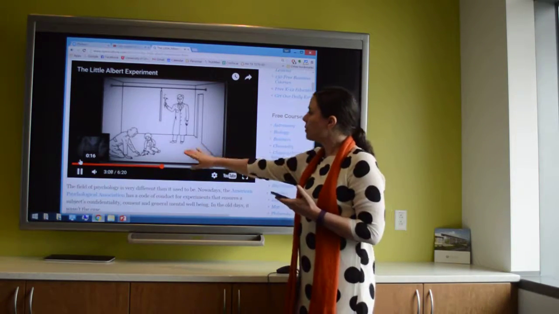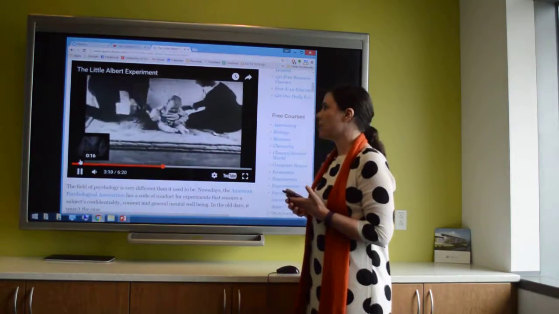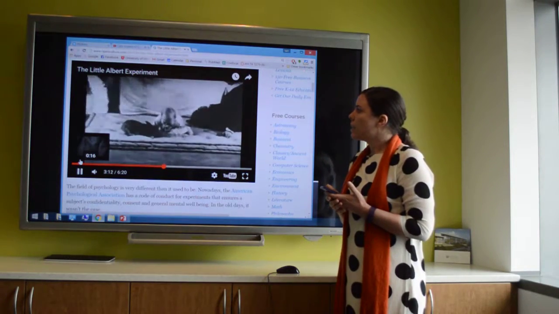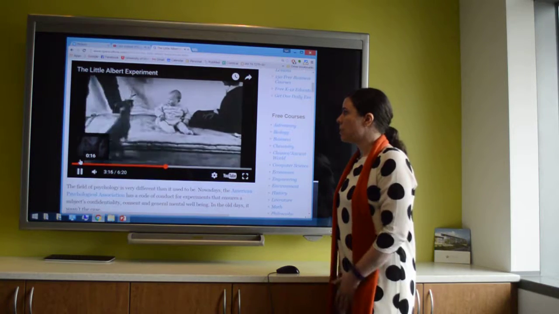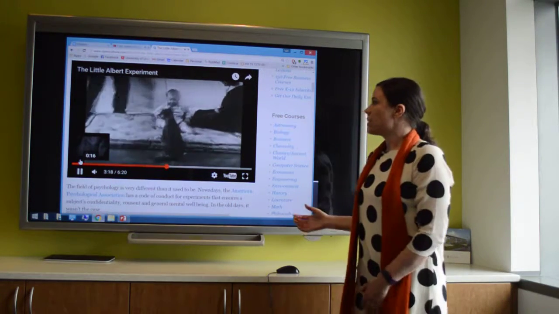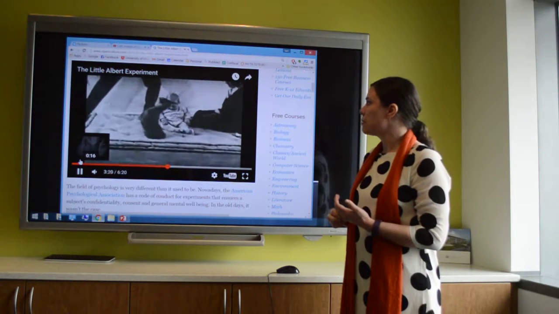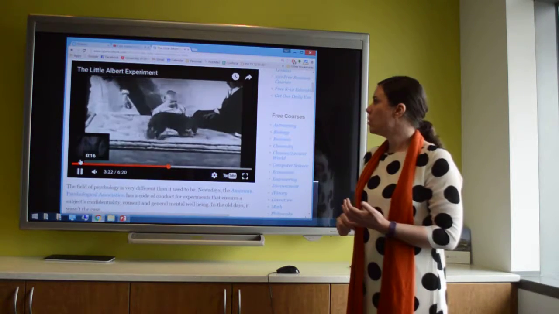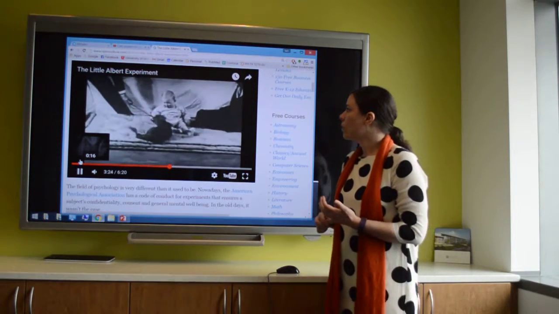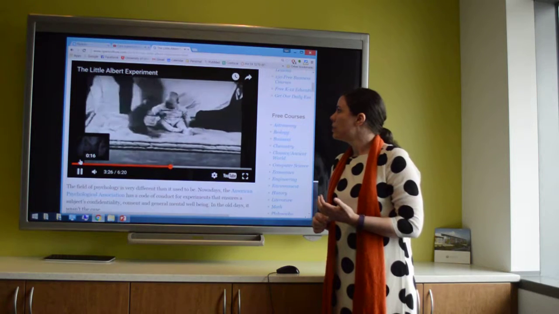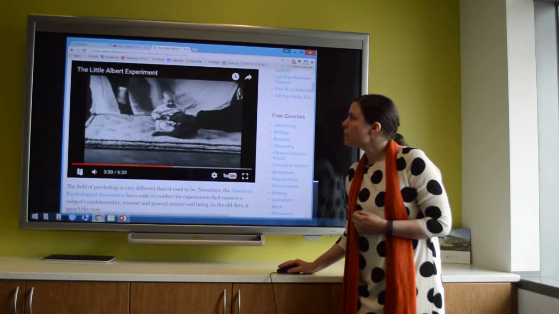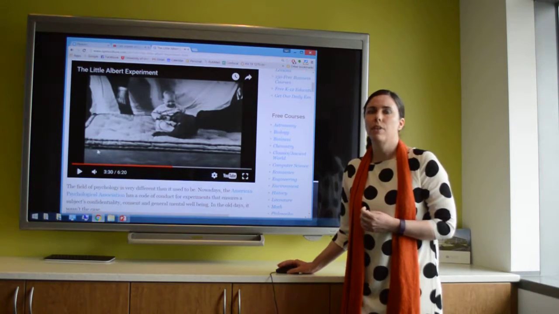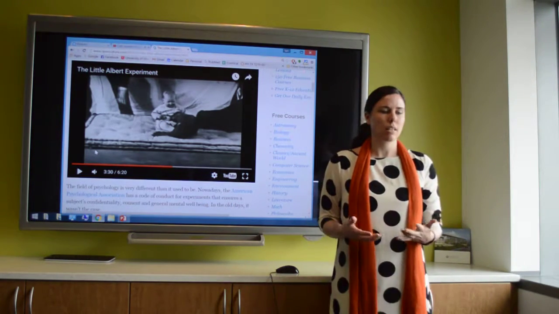But every time the little rat comes in, they pair it with a noise. And now you can see that he has a different response to the animals than what we initially saw. So you'll see what happens when the dog gets too close to him. So there he goes, he starts to cry. So this video tells us two things about fear. Does anyone have any ideas about what they are?